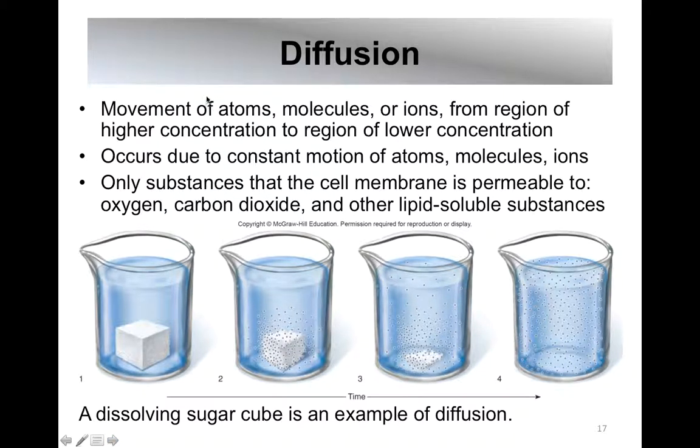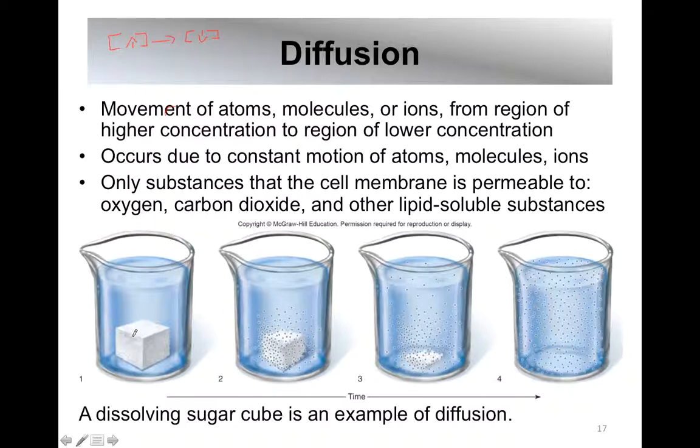So diffusion is the movement of molecules or atoms from an area of high concentration to an area of low concentration, and it doesn't require energy. You may want to get used to using this nomenclature where you say it's a movement of molecules from an area of high, and the brackets mean concentration, to an area of low concentration. Using brackets for concentration, especially if you're going to take some chem classes, will really help you. So it doesn't require any energy.